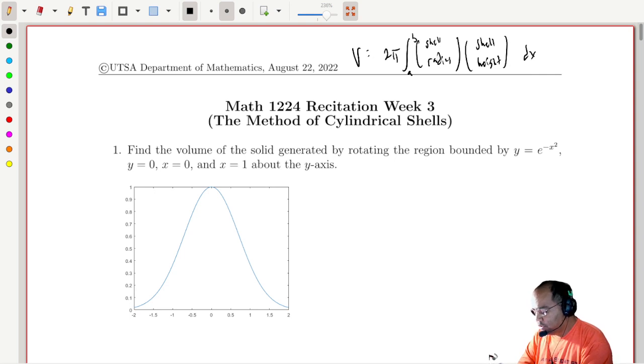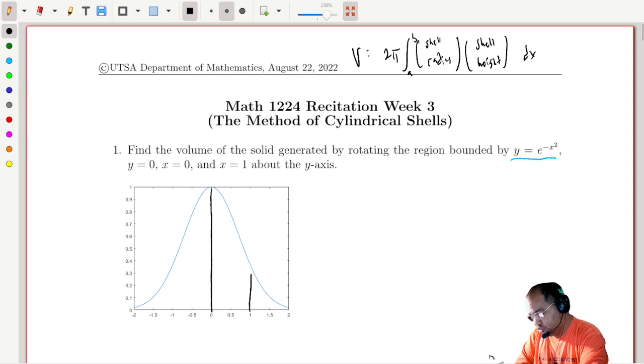We want to rotate this region bounded by this curve, y equals e to the minus x squared, which is in blue, which, by the way, for those of you that have taken statistics before, is familiar, the normal distribution, or as you'll probably hear it called, the Gaussian. It's going to be bounded by y equals 0, so that is the x-axis, and the lines x equals 0 and x equals 1, so let's go ahead and draw those in.